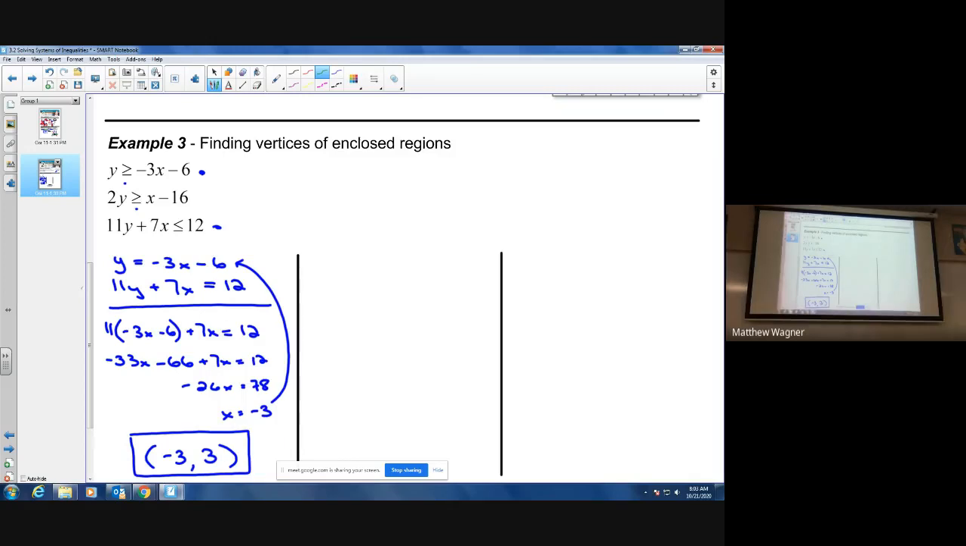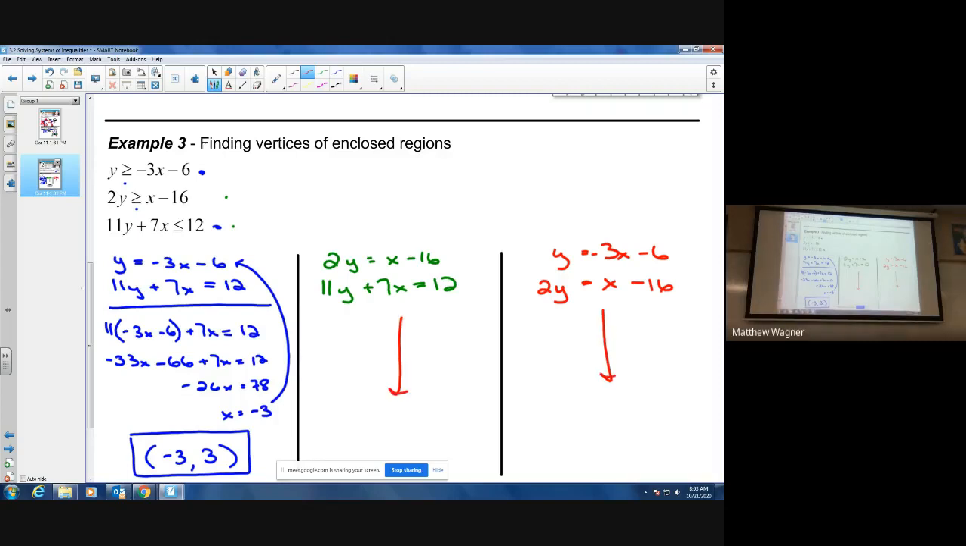I would then have to do the same thing to find the second point, because this region enclosed by these three is a triangle. So I would have to do 2y equals x minus 16 with 11y plus 7x equals 12. I would also have to do y equals negative 3x minus 6 with 2y equals x minus 16. And then I would have to solve those as well. You can check out the completed notes for the worked out solution on those.